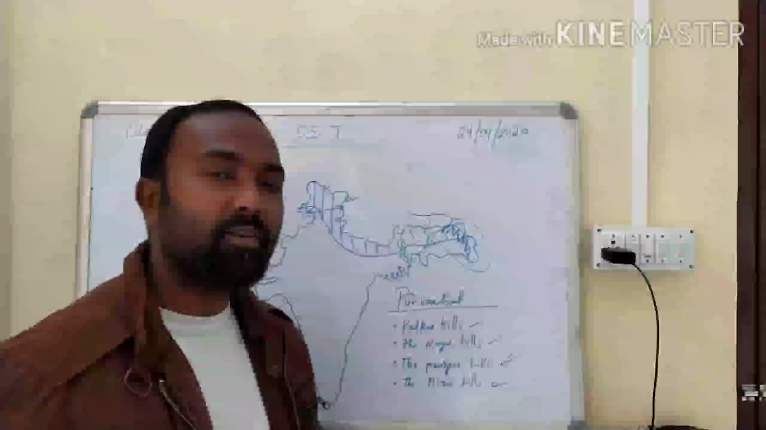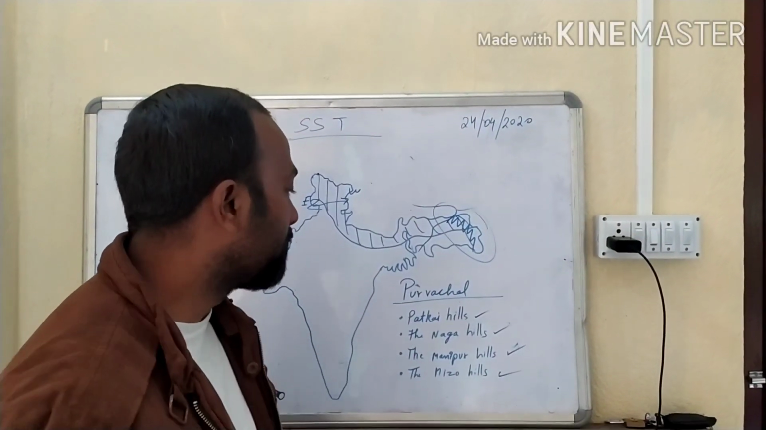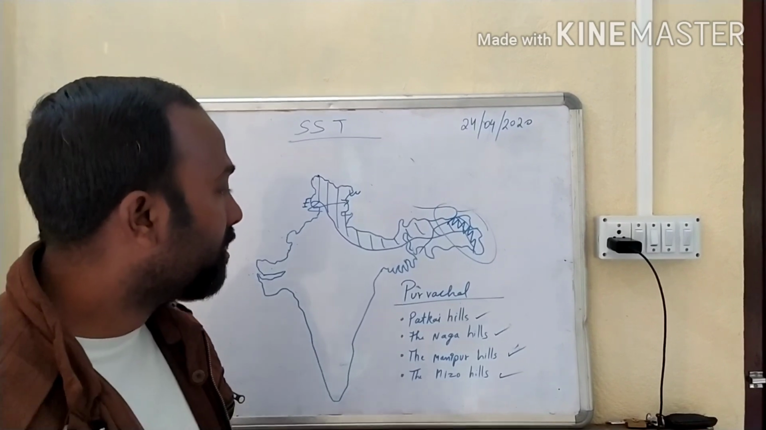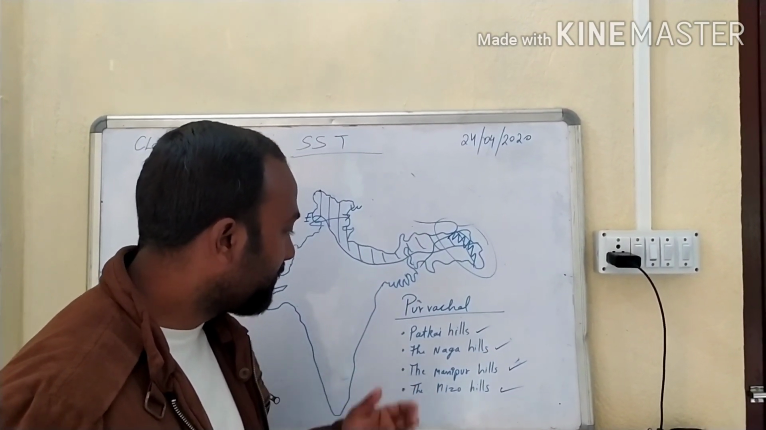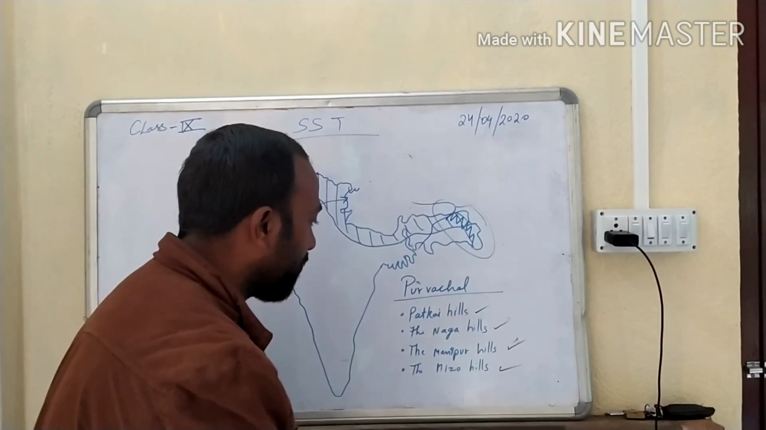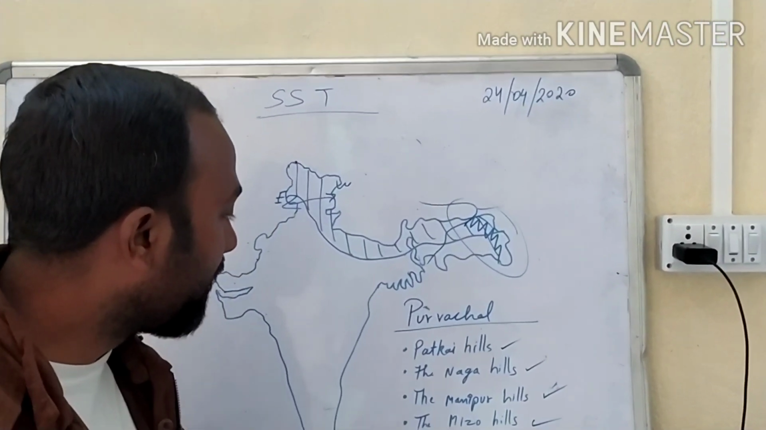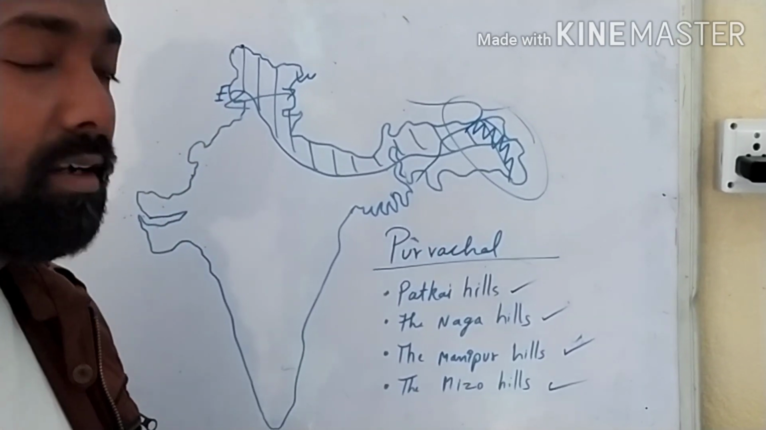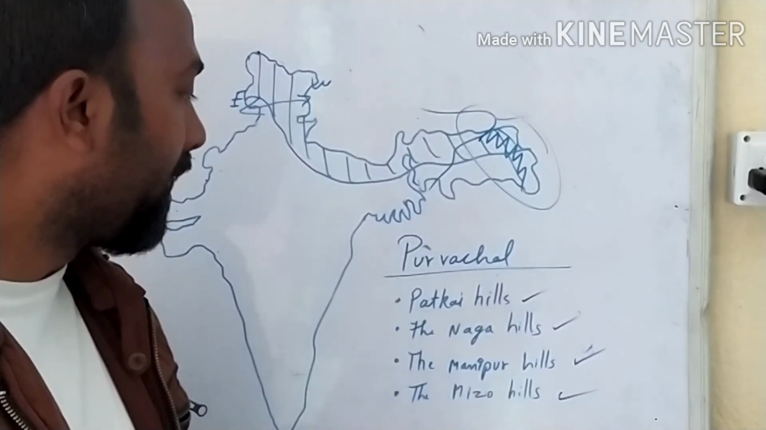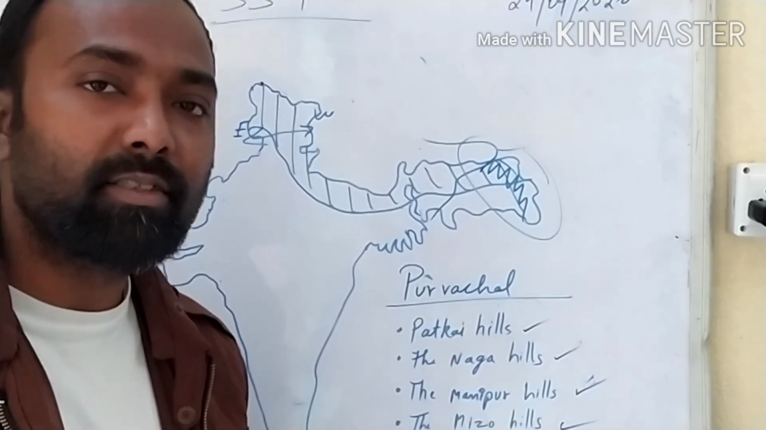Okay, and now lastly let us discuss some of the important hills that are found in the Purvachal range, which is in the east. These hills are the Patkai hills, the second one is the Naga hills, the third one is the Manipur hills, and the last one is the Mizo hills. I hope some of the names you have already known about.